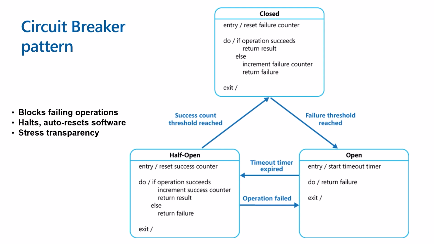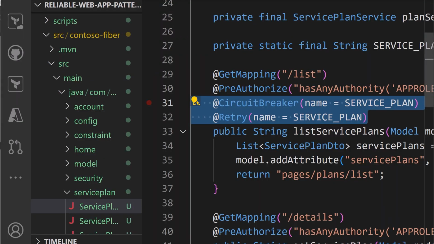You can also ask it to enter the half-open state after a time, allowing limited requests. If one request succeeds, the circuit remains closed. If a request fails, the circuit stays open. Contoso plans to use the Resilience4j annotations to enhance the reliability of the applications, and then use the retry and circuit breaker functionality with Resilience4j.